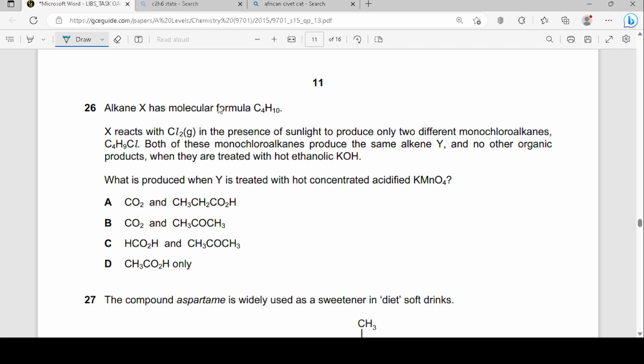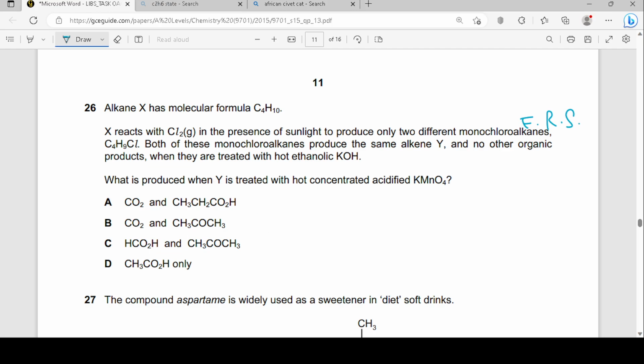Okay. Alkane X has molecular formula C4H10. X reacts with Cl2 in the presence of sunlight to produce only two different monochloroalkanes, C4H9Cl. So this is basically free radical substitution happening here, right? Both of these monochloroalkanes produce the same alkene Y and no other organic products when they are treated with hot ethanolic KOH, which is potassium hydroxide.